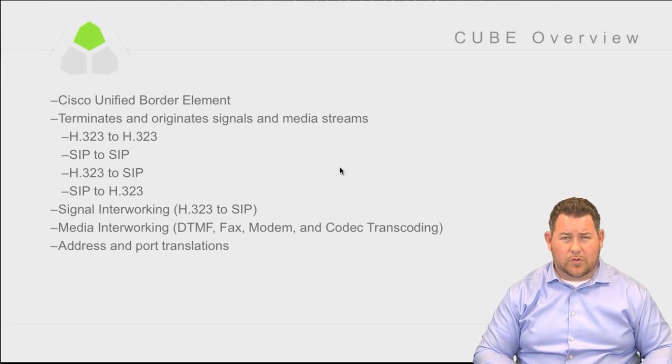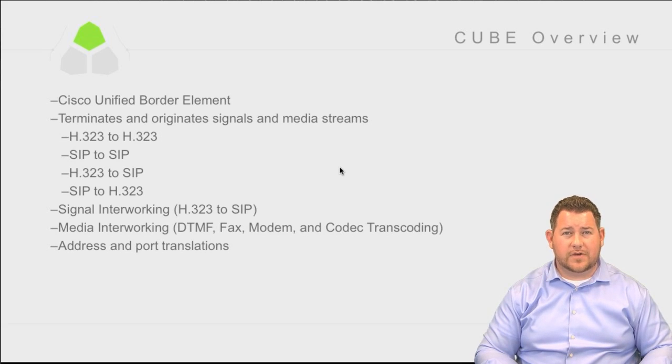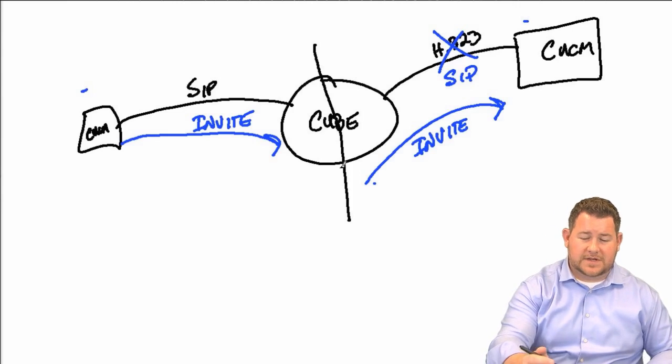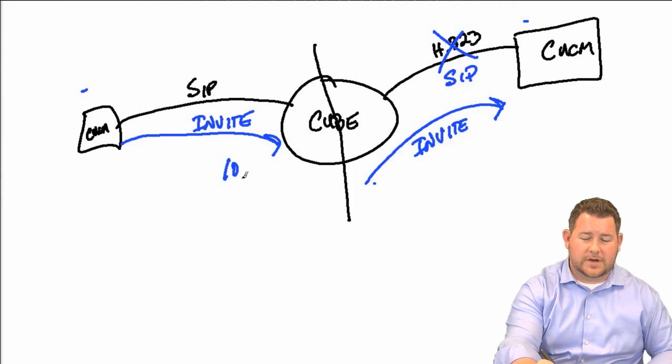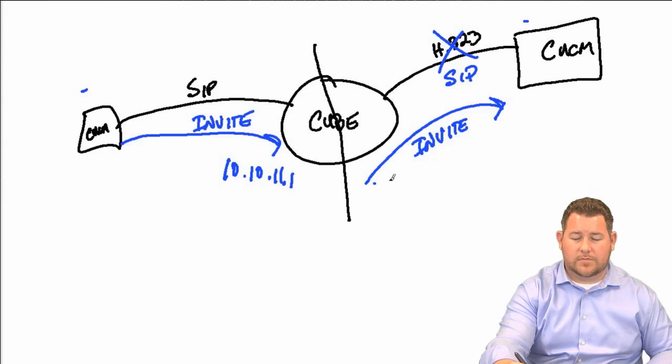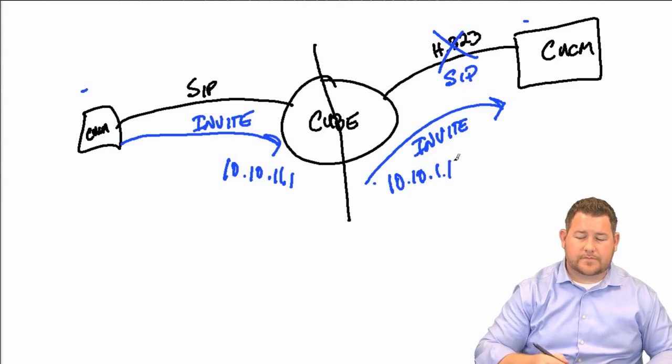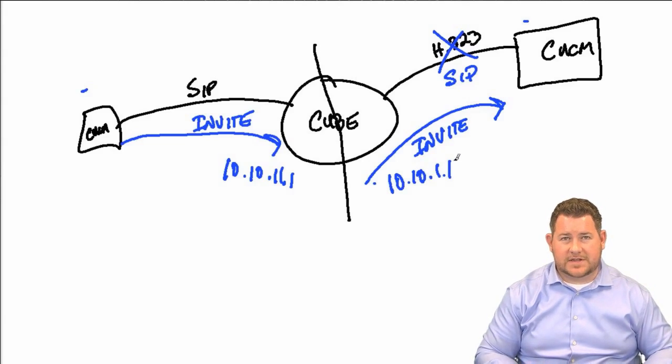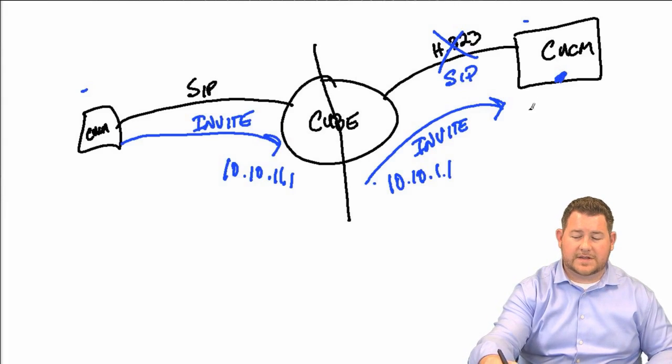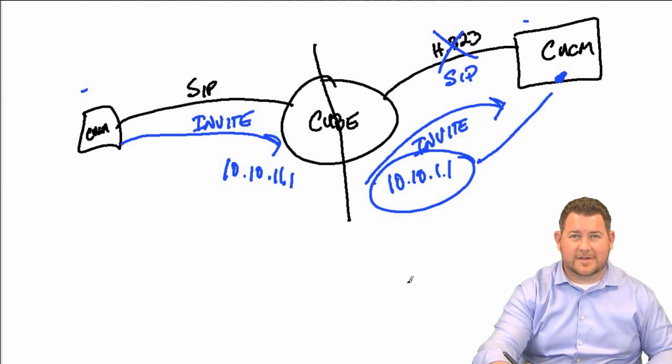And lastly, address and port translations. It kind of goes without saying, I guess, if this is going to be a terminating and originating device, it can use whatever port number or address it wants to use when it communicates with the other device. I mean, this CUCM could be communicating with 10.10.11.1, and maybe this part of the cube would be sending out the invite from 10.10.1.1. So completely different IP addresses, obviously. So this CUCM over here thinks it's communicating, well, is communicating, with 10.10.1.1.